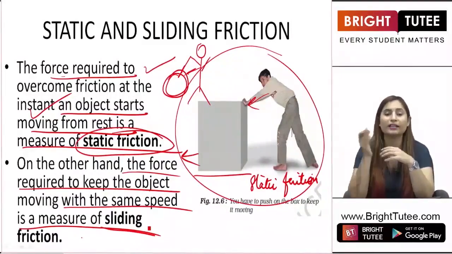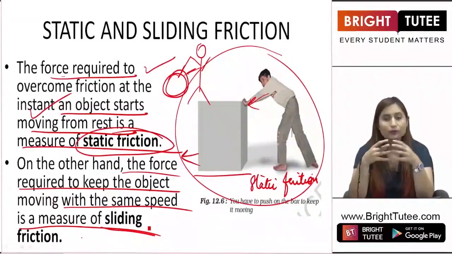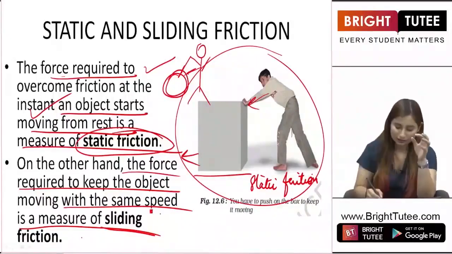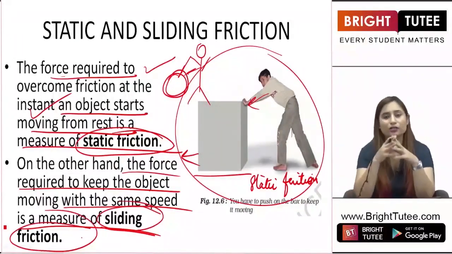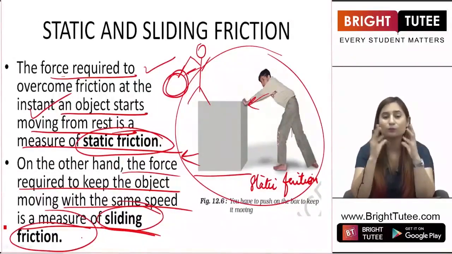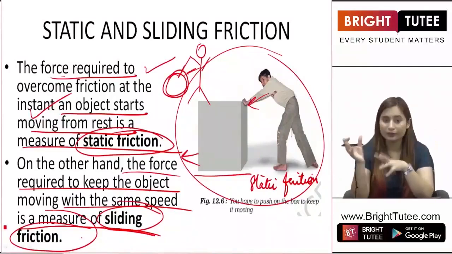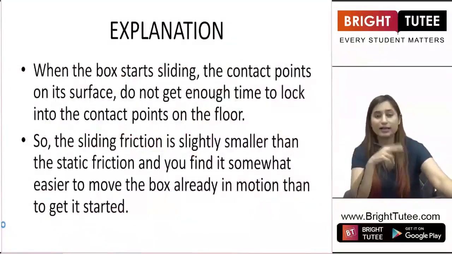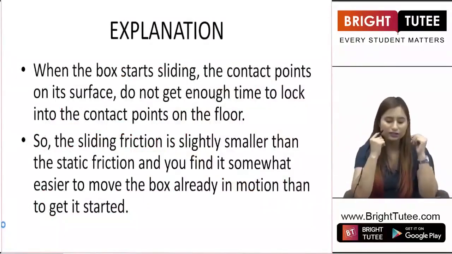You keep on applying force, you keep on increasing its speed, you keep it on the constant speed by applying force. Hence this kind of friction is known as sliding friction. In static friction you are just moving it from its static position, while in sliding friction you are keeping the object moving, right? So this is the difference between static and sliding friction.